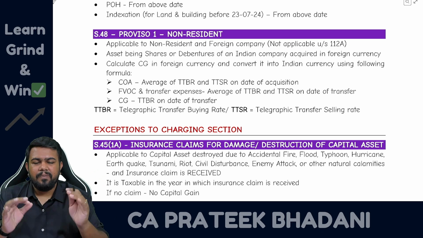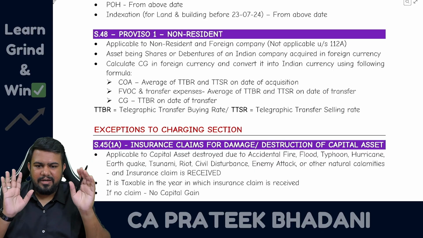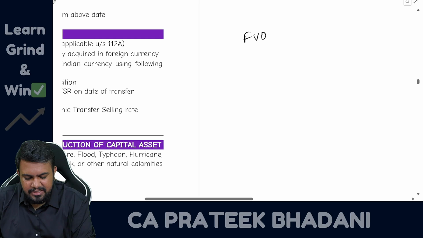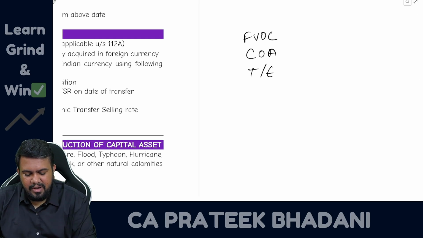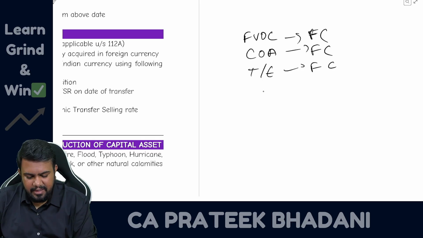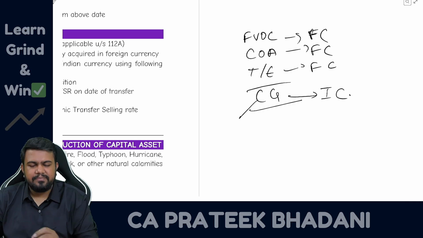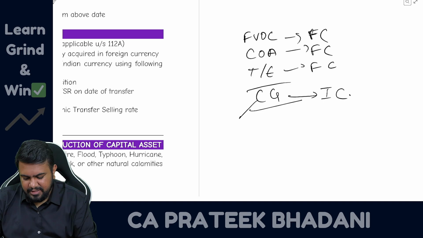So what we should do? Calculate the capital gain in foreign currency. So what should be done? Whatever is the full value of consideration, whatever is the cost of acquisition, transfer expense, everything should be converted into foreign currency. Okay, then capital gain also you will get in foreign currency. This capital gain you have to convert into Indian currency. How to convert, sir?